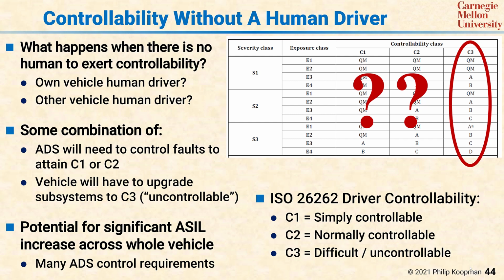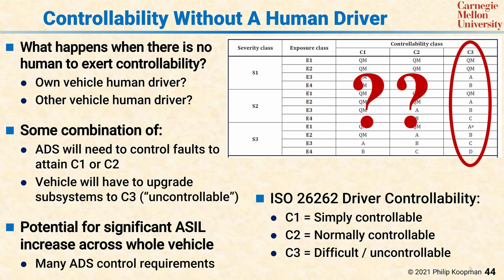In other words, if you remove the human from the vehicle, you're removing a very powerful general-purpose fault mitigator, and the ADS has to either replace it or you need to upgrade the integrity of the components so that the failures fall in line with ISO 26262 requirements.